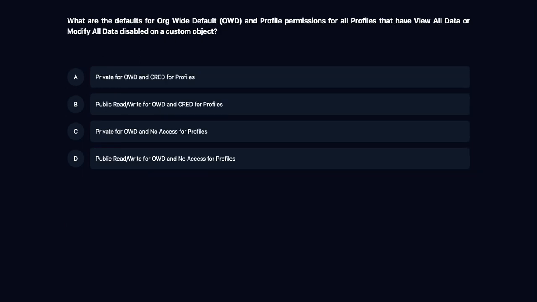What are the defaults for org-wide default, OWD, and profile permissions for all profiles that have view all data or modify all data disabled on a sub? A. Private for OWD and CRED for profiles. B. Public read, write for OWD and CRED for profiles. C. Private for OWD and no access for profiles. D. Public read, write for OWD and no access for profiles.